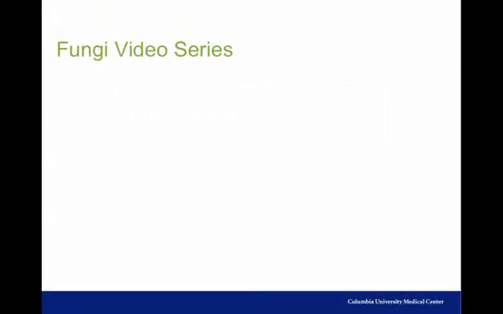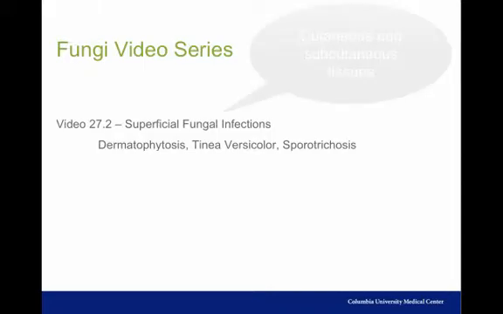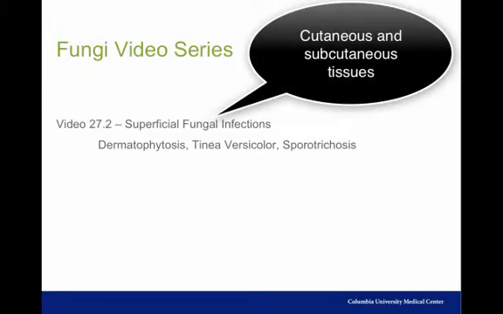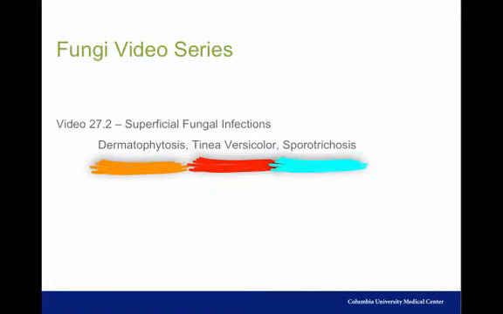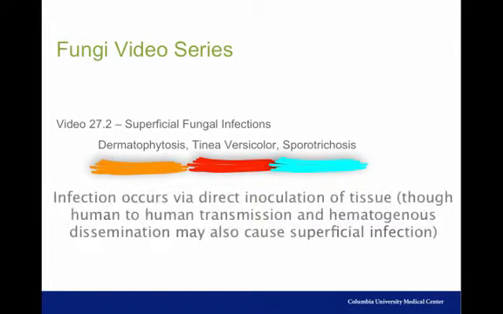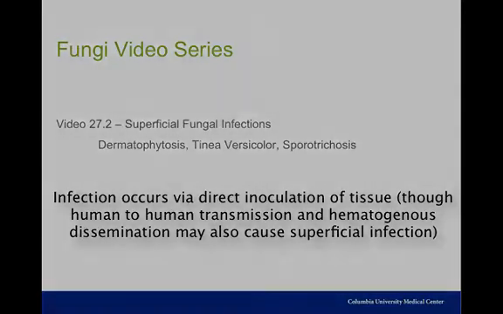The first anatomical classification of fungal infections we mentioned was superficial fungal infections. This means that the infection is limited to the cutaneous and subcutaneous tissues. Within this group, we will discuss a cutaneous mold called dermatophytosis, a cutaneous yeast causing a disease known as tinea versicolor, and one cutaneous dimorphic organism, sporotrichosis. With superficial infections, inoculation occurs most commonly through direct environmental exposure of the skin and subcutaneous tissues to the pathogen.